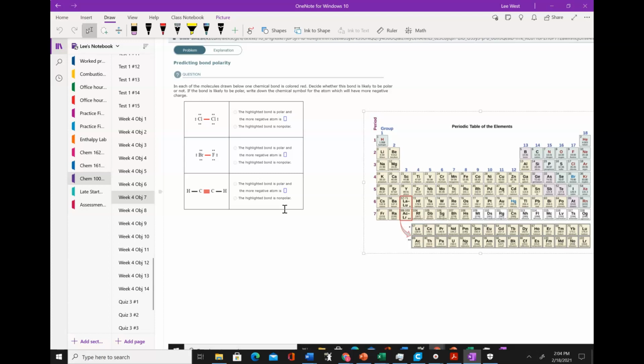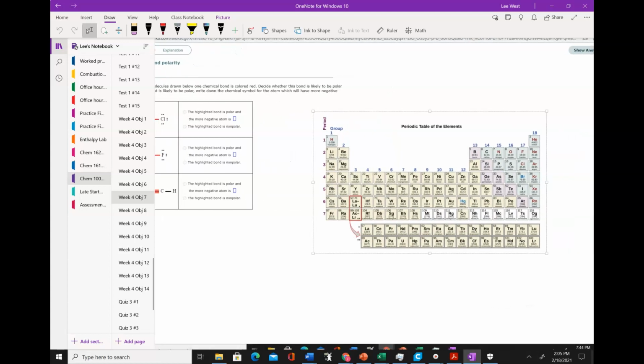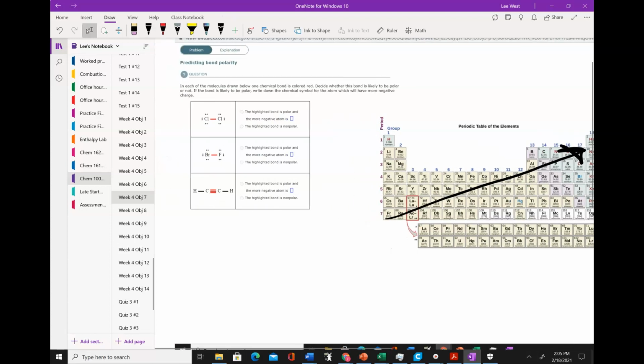Okay, in each of the molecules drawn below, one chemical bond is colored red. Decide whether this bond is likely to be polar or not. If the bond is likely to be polar, write down the chemical symbol for the atom which will have the more negative charge. So again, remember, electronegativity increases from francium towards fluorine.